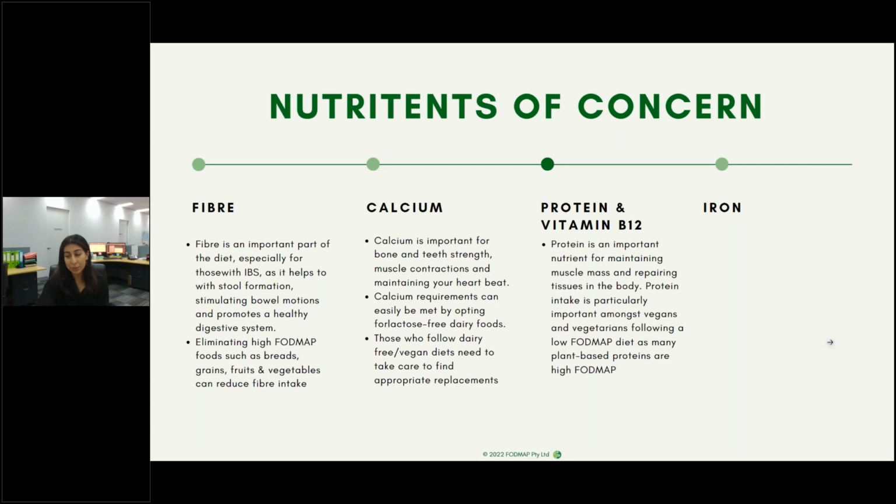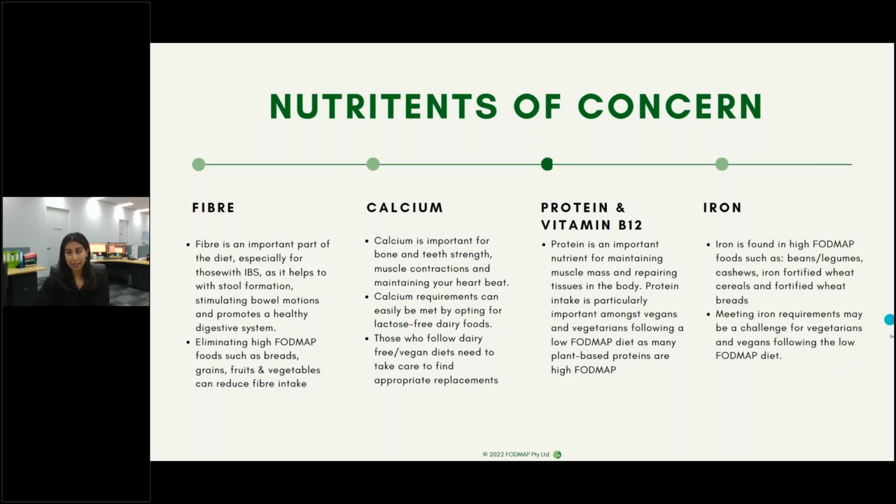Protein and vitamin B12. Again, as we know, FODMAPs are found in carbohydrate-containing foods, so most meats are usually okay and don't contain any FODMAPs. So for those that are vegan or vegetarian, protein and vitamin B12 can become a nutrient of concern if you're not consuming meat and if you're not finding low FODMAP alternatives as well.